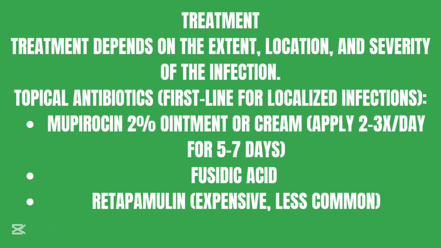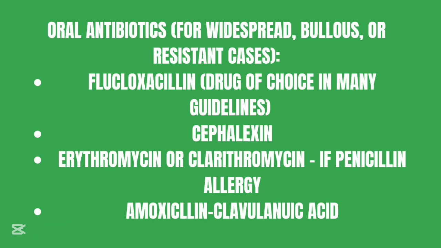Treatment depends on the extent, the location, and the severity of the infection. Topical antibiotics are usually the first line, like mupirocin and then fusidic acid. Retapamulin is also a topical antibiotic, and it is from the pleuromutilin class. You could also use that to treat impetigo. Oral antibiotics for widespread impetigo, bullous, or resistant cases: use flucloxacillin, cephalexin, erythromycin or clarithromycin. If there's penicillin allergy, you could also use amoxicillin clavulanic acid.